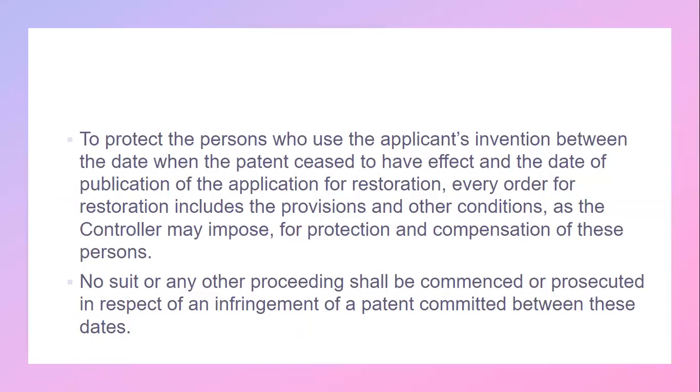Now, to protect the persons who use the applicant's invention between the date when the patent ceased to have effect and the date of publication of application for restoration, every order for restoration includes the provisions and other conditions as the controller may impose for protection and compensation of these persons. No suit or any other proceeding shall be commenced or prosecuted in respect of infringement of a patent committed between these dates. So the date on which the patent ceased to have effect, and let's say it is being restored. So if it is being restored and during the time the patent was lapsed, that is, it was not there on the register, and somebody has done infringement, so that is not actually infringement.